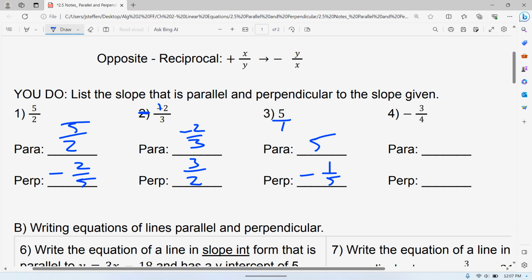Number 4, again, parallel is the exact same. And then this one is negative, so my perpendicular is positive, and then it's 4 over 3.